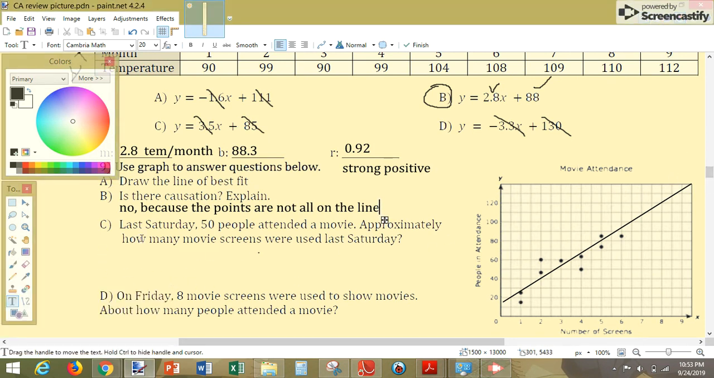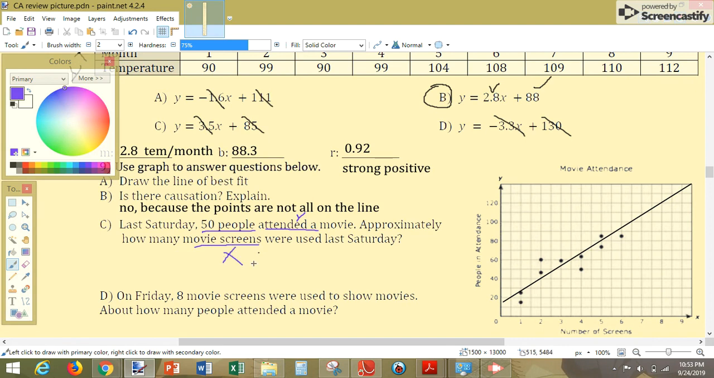C. Last Saturday, 50 people attended a movie. Approximately how many movie screens were used last Saturday? So we have 50 people, and they attended a movie. That's your Y value. How many movie screens were used?